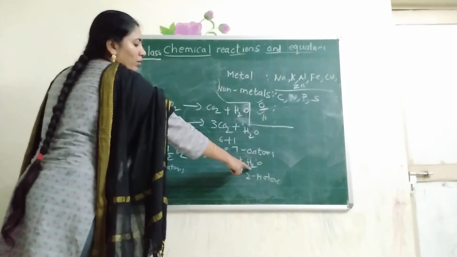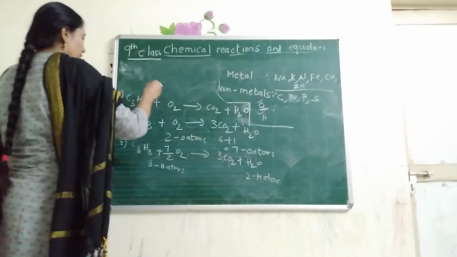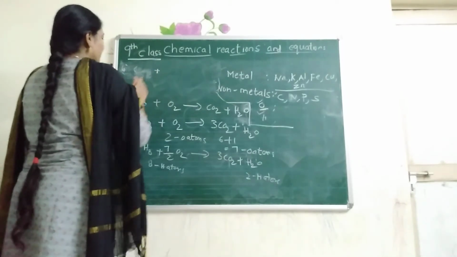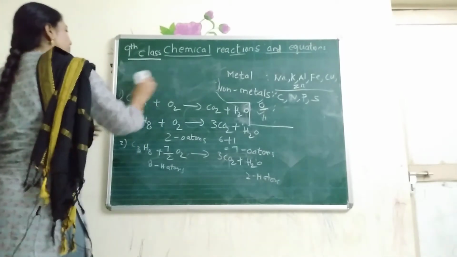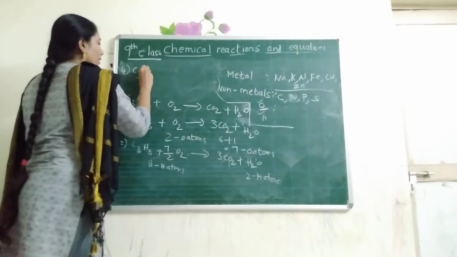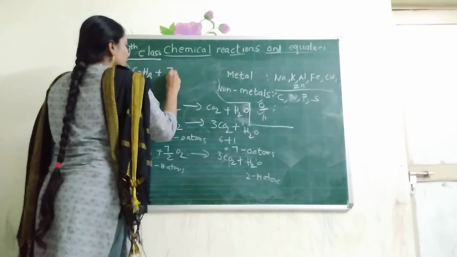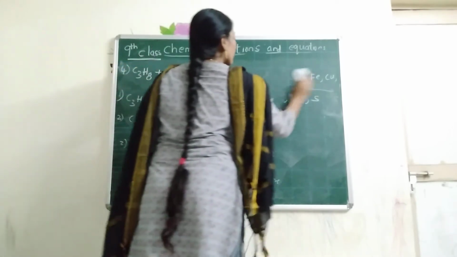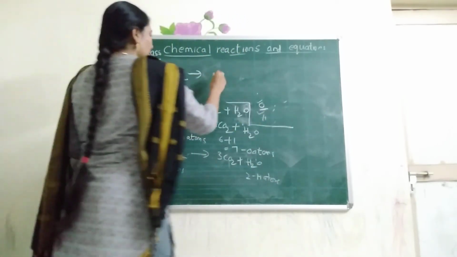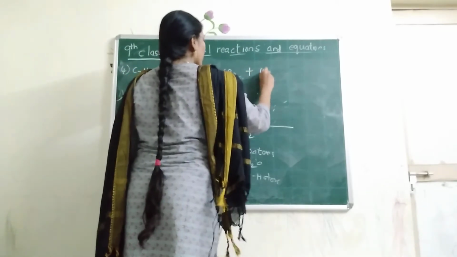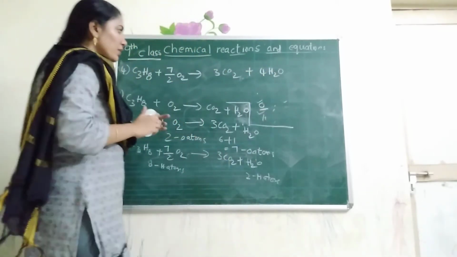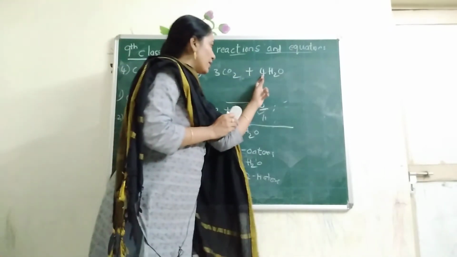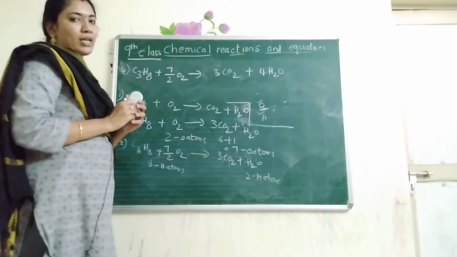If I multiply this H2O with the coefficient 4, then what happens? See, C3H8 plus 7 by 2 O2 gives rise to 3CO2 plus 4H2O, isn't it? See here, how many hydrogens are here? 8 hydrogen atoms are here, and on the product side also 4 into 2 is equal to 8 hydrogen atoms.